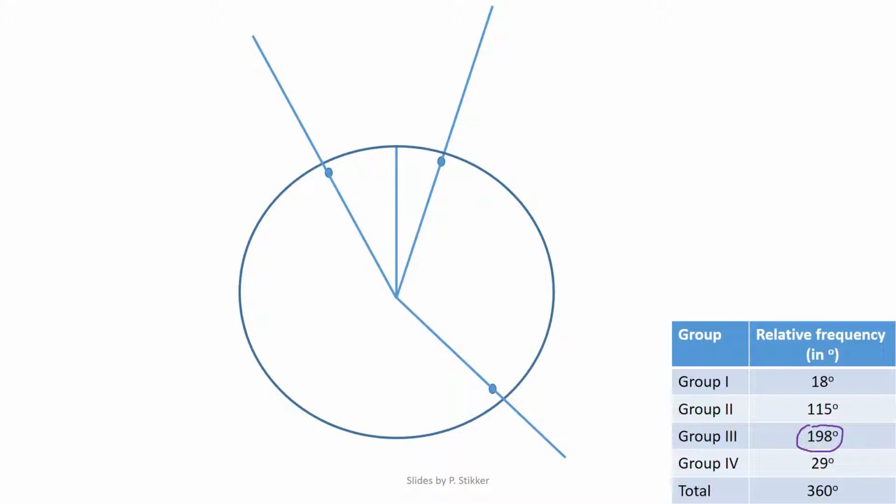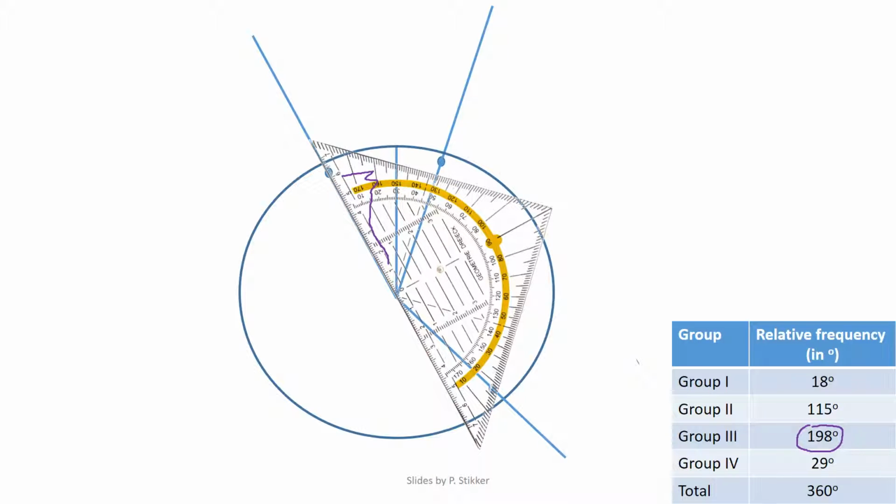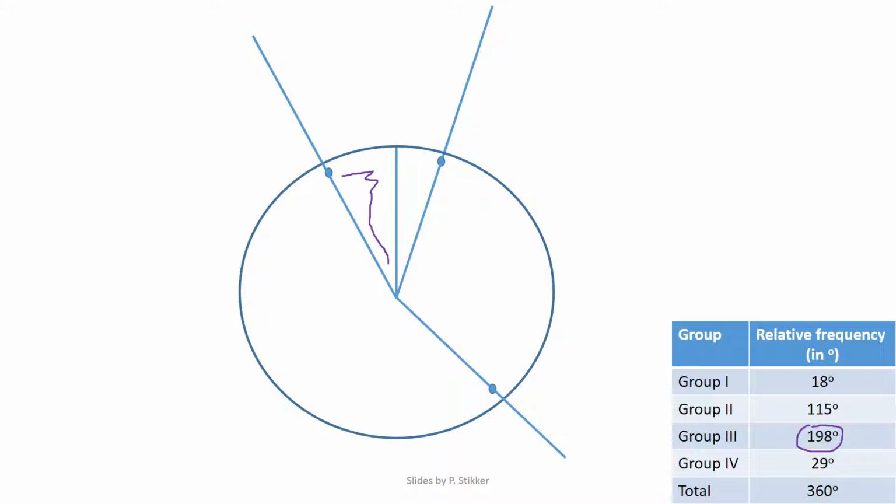Now the last group will of course be the remaining part of the circle, and that should equal 29 degrees. You can double check this, and in this case it will be slightly higher because of the inaccuracy by using PowerPoint. I hope this gave you a fair impression on how to draw a pie chart manually.